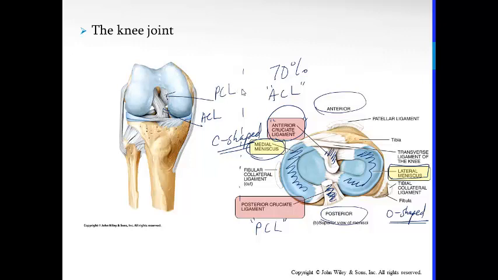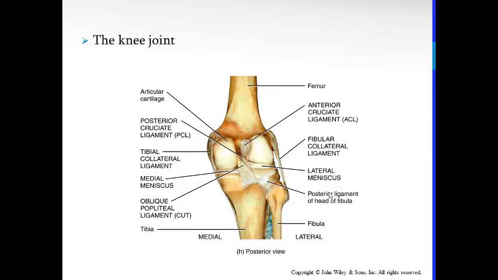Now, your posterior cruciate ligament, PCL, is the one right over here and over here. So these two actually try to hold your knees in place so that your femur doesn't move too far forward, and your tibia doesn't slide backwards. So they're very important to hold everything in place. And you can see a little bit better from a posterior view. Your anterior cruciate ligament is right over here and your posterior cruciate ligament right over there.